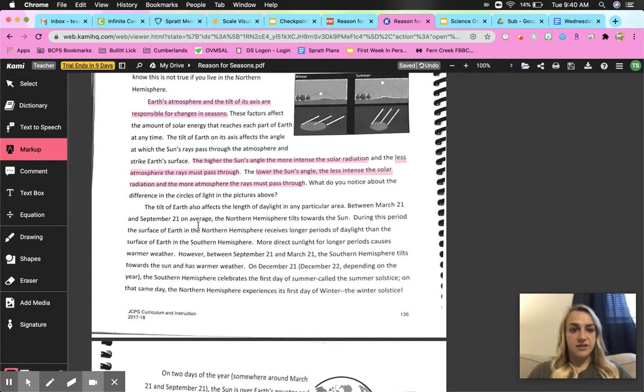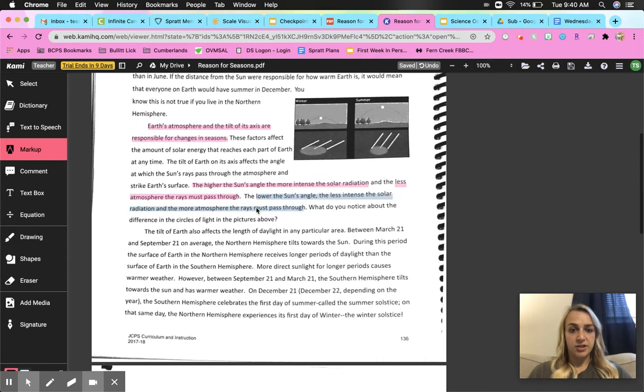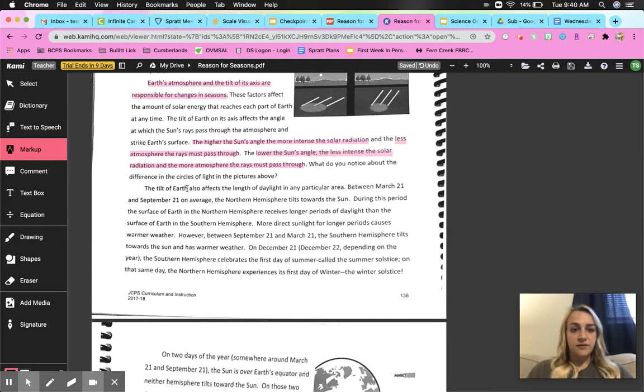What do you notice about the difference in the circles of light in the pictures above? So here we have winter, and the sun is closer. We have summer, the sun is further away. The tilt of Earth also affects the length of daylight in any particular area. Between March 21st and September 21st, on average, the northern hemisphere tilts towards the sun. Let's highlight that.